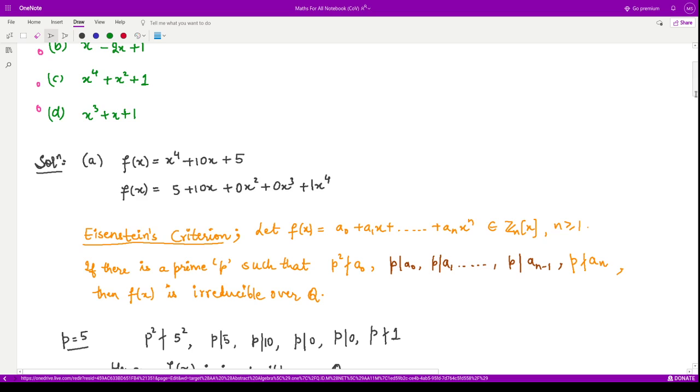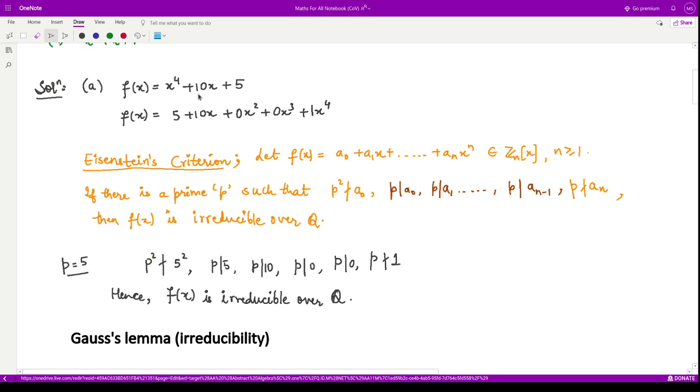The first polynomial is given to be x raised to power 4 plus 10x plus 5, which is of degree 4. We can write the missing terms as 0 times x square and 0 times x cube, no problem with that. Now when you have a closer look at this polynomial, you'll find that there is a prime p such that all the conditions of Eisenstein's criteria are fulfilled. You'll see 5 divides 10 and 5, but p square, that is 25, does not divide the constant term.